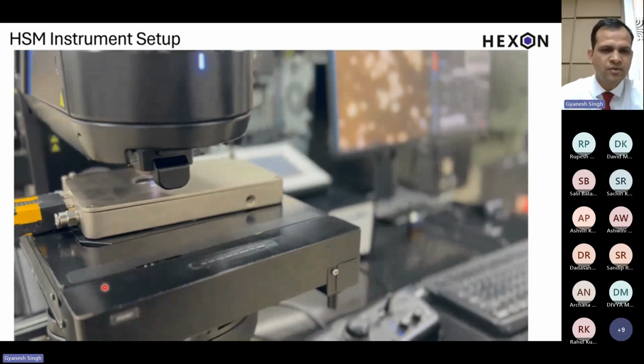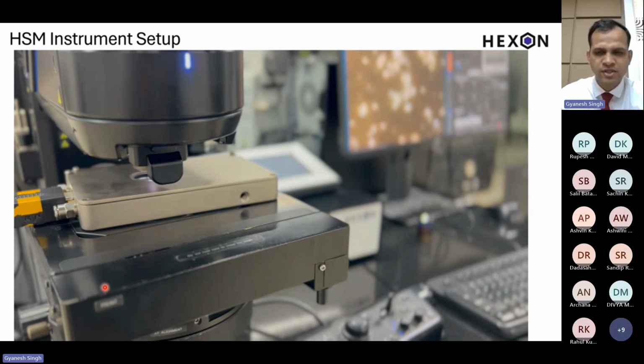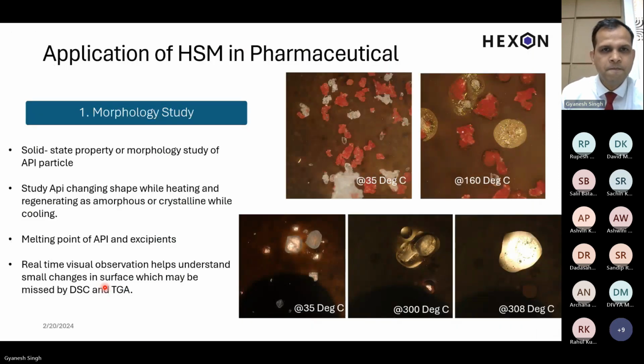So this is how quickly you can place the sample on the hot stage. This is how we place a sample. Sometimes you may have liquid or without liquid. So let's start with the application of HSM in pharmaceutical. Specifically, we'll start with the morphology study.